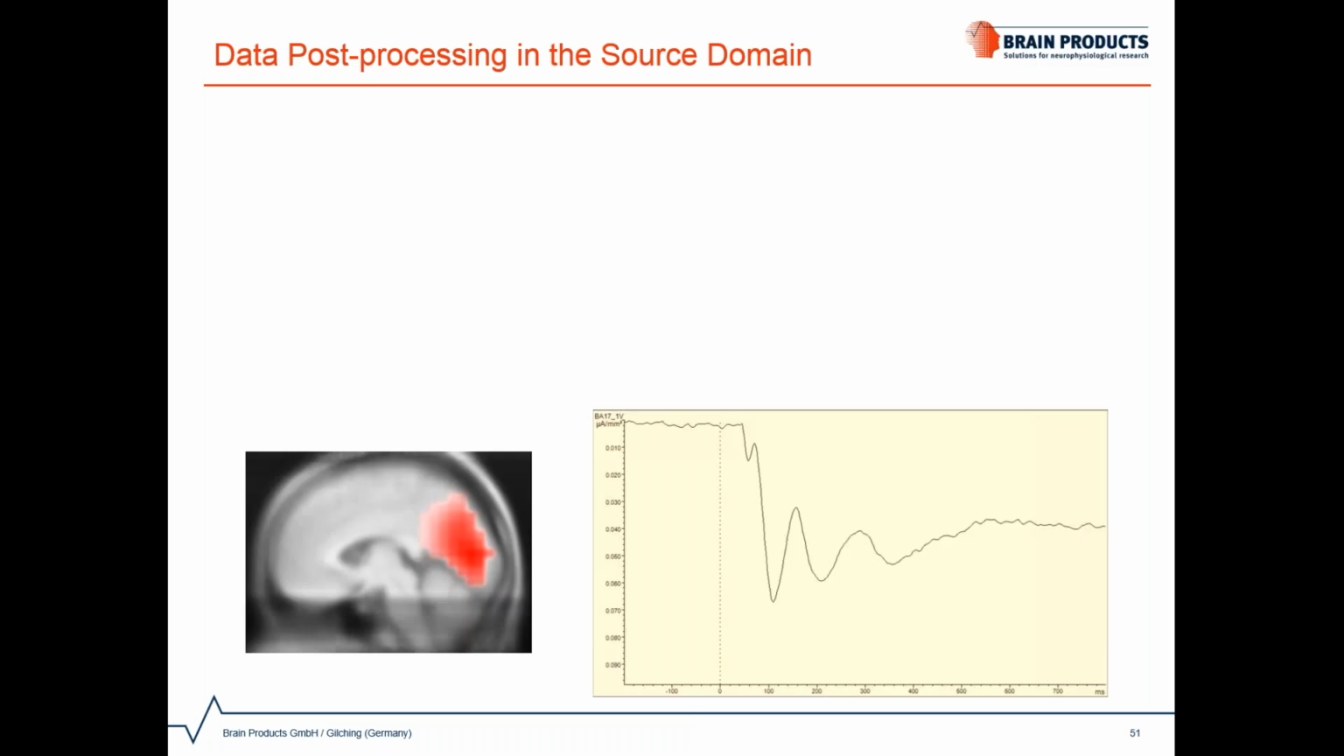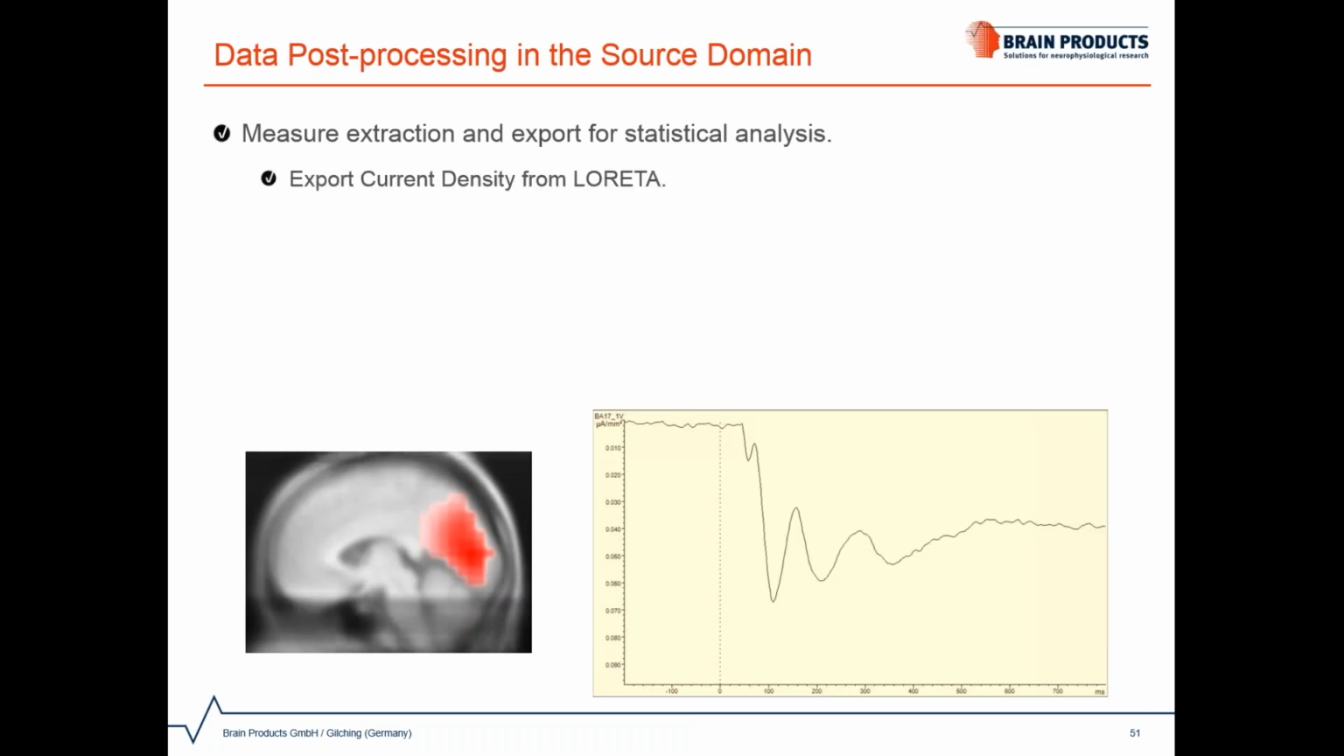What should we do with the source time series? For example, you might be interested in extracting some information or measures for further statistical analysis. Without going into further detail, I will briefly point out the measures that can be extracted from the current density values and the ways to extract them. So if you intend to export the output values for each time point, you can use the generic data export module in the same way as you might have already used it to export other data.